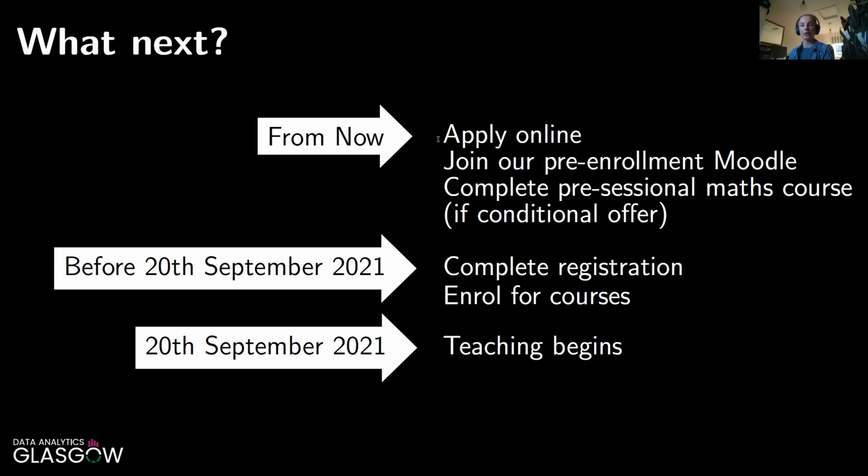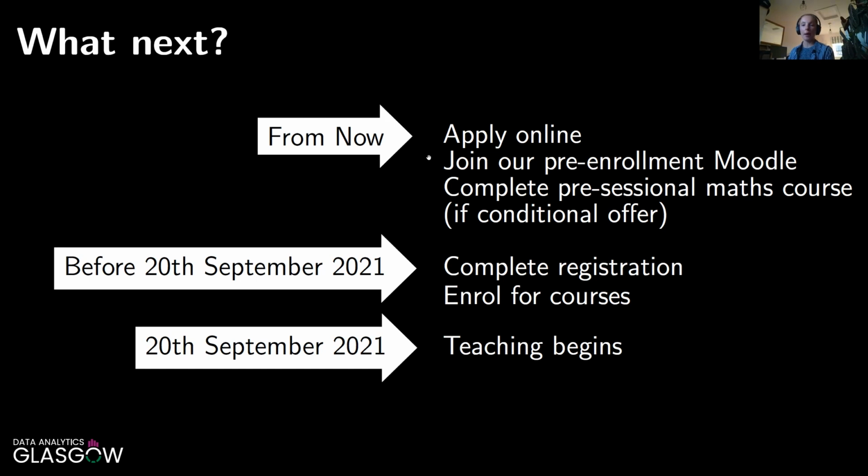You can apply online. I don't know if Craig or Colette, maybe you could post the link to our university webpage where you can apply. If you are offered a place, it'll be either unconditional, which you can accept straight away, or it might be conditional on taking what we call our pre-sessional maths course. And you'll have seen on the website, this is for people who don't have the level of maths that we require for an unconditional offer.